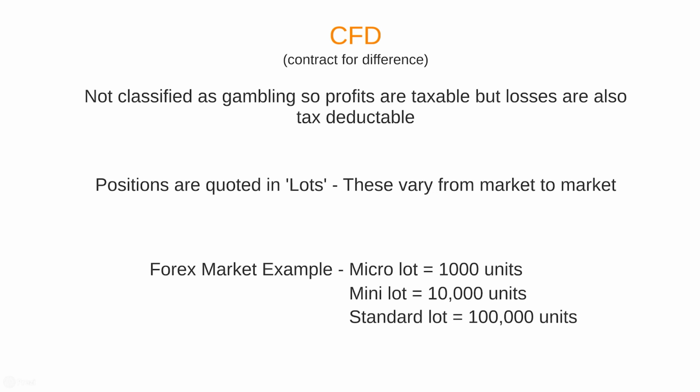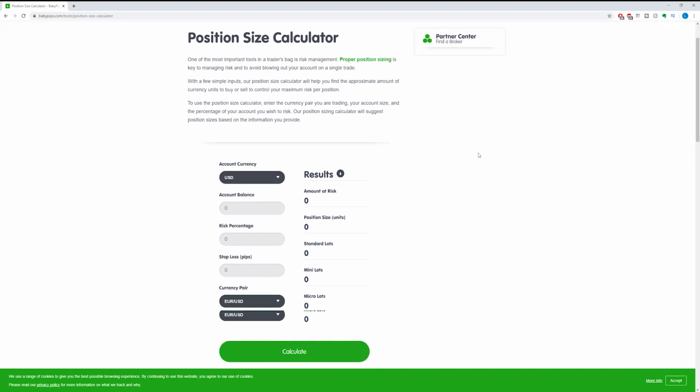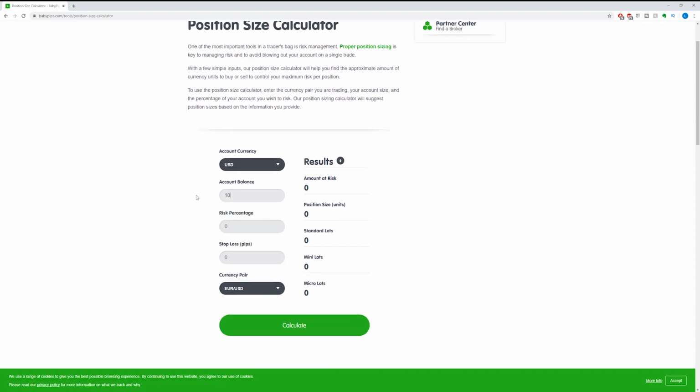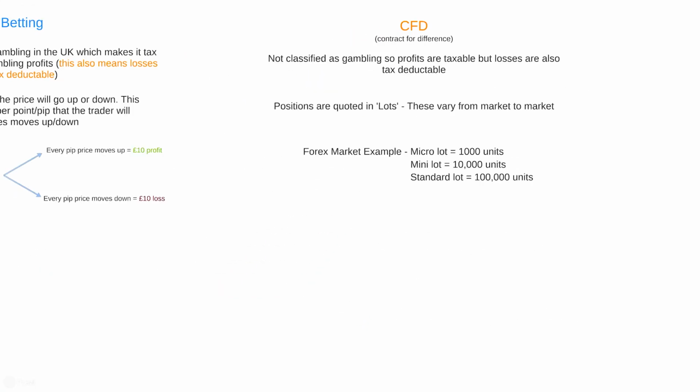However, there are position size calculators available on the internet for free, such as this one on the Baby Pips website. I'll put a link to this one in the description below. Simply enter the details of your trade into the calculator and it will tell you what lot size you need to trade. And that wraps up this video on leverage trading.